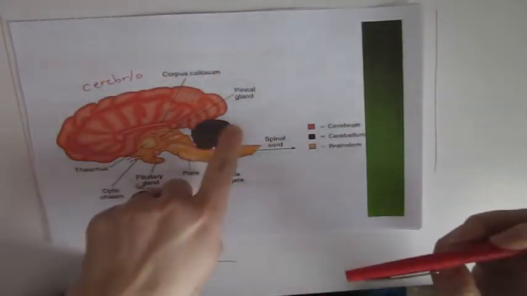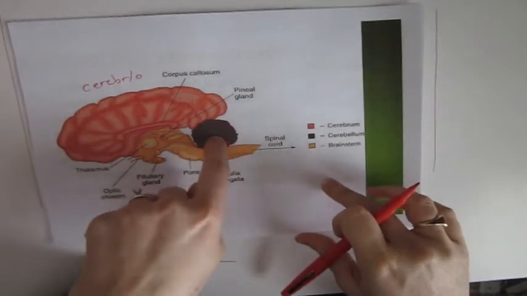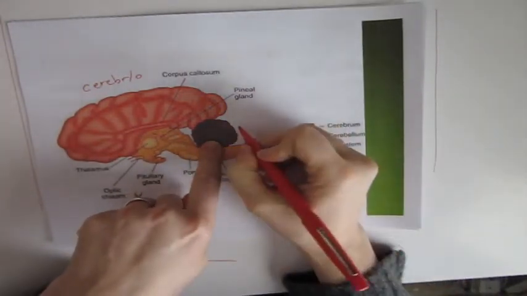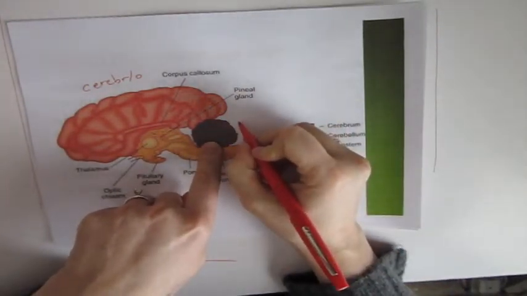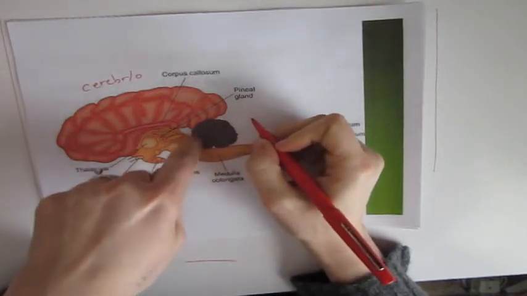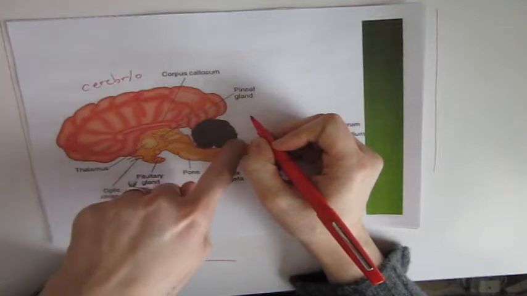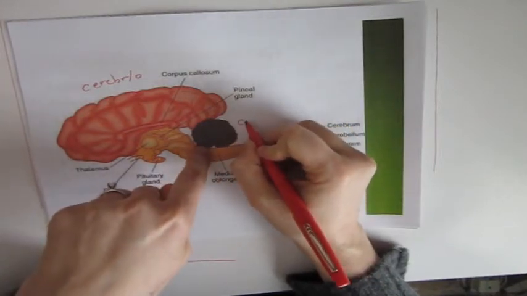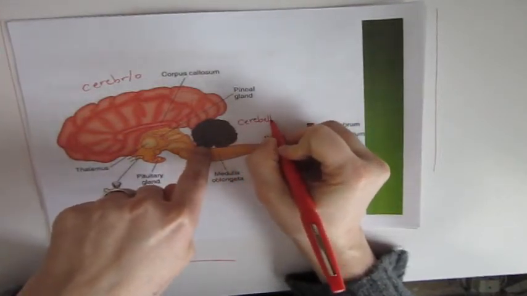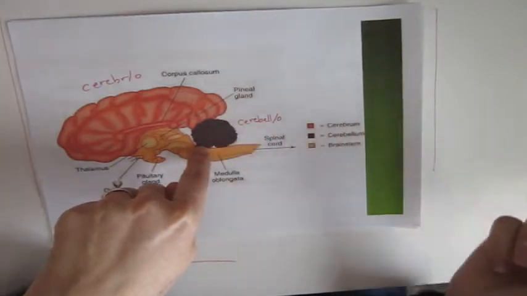And then we have back here this little brown ball, which is called the cerebellum. It is the second largest part of the brain and coordinates muscle activity. Cerebello is the combining form for cerebellum.